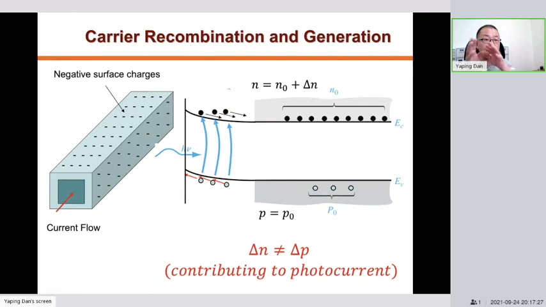We know the surfaces are where the dangling bonds are terminated. These covalent bonds are terminated from these dangling bonds. If dangling bonds exist, they form surface states. Okay, the surface states will be charged.